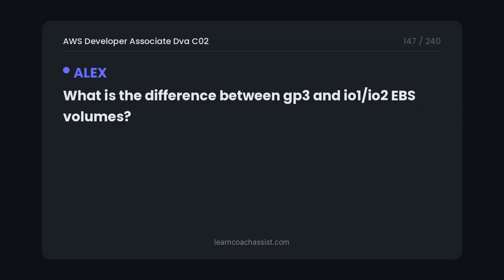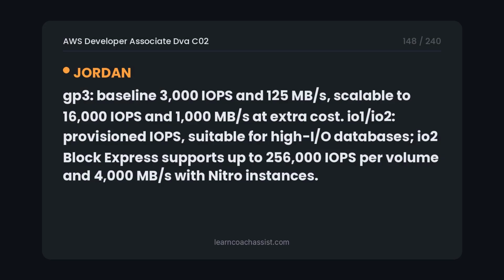What is the difference between GP3 and IO1/IO2 EBS volumes? GP3: baseline 3000 IOPS and 125 megabytes per second, scalable to 16,000 IOPS and 1000 megabytes per second at extra cost. IO1/IO2: provisioned IOPS, suitable for high I/O databases. IO2 Block Express supports up to 256,000 IOPS per volume and 4,000 megabytes per second with Nitro instances.